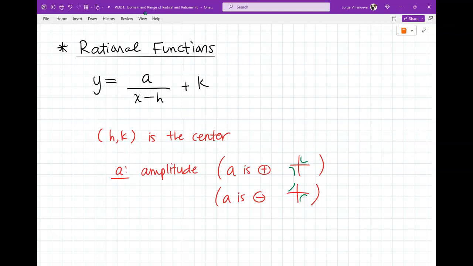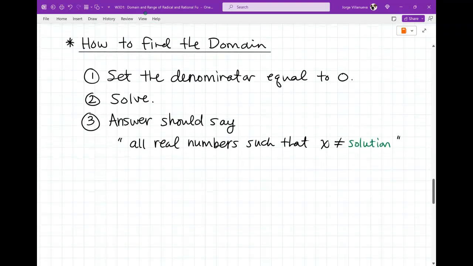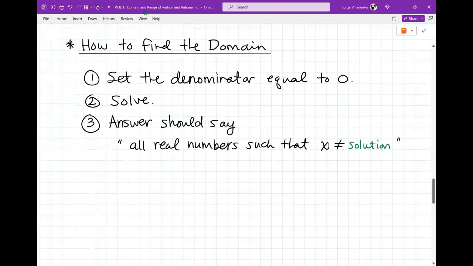So how do we just find domain? So here you go. So how to find just the domain for a rational function. So it takes 3 steps, just like the other one did, right? Number 1, set the denominator equal to 0. So you're going to find your fraction, whatever's in the bottom, you're going to set it equal to 0.